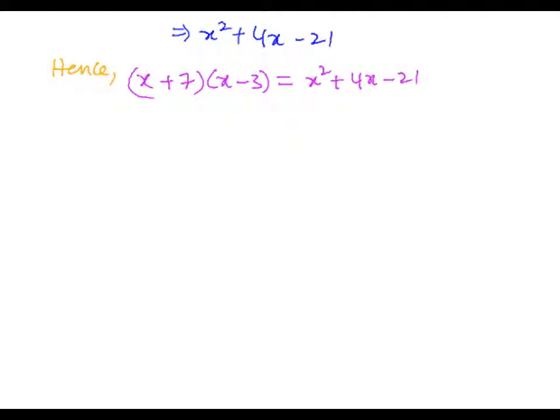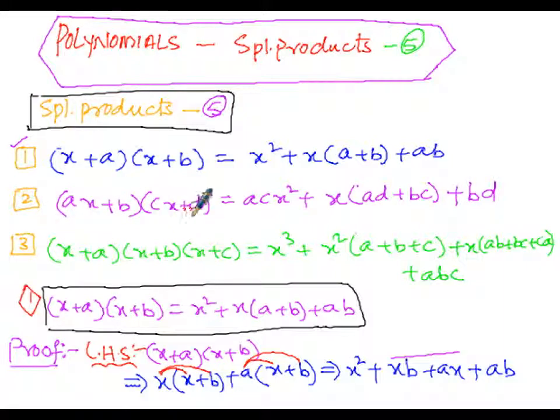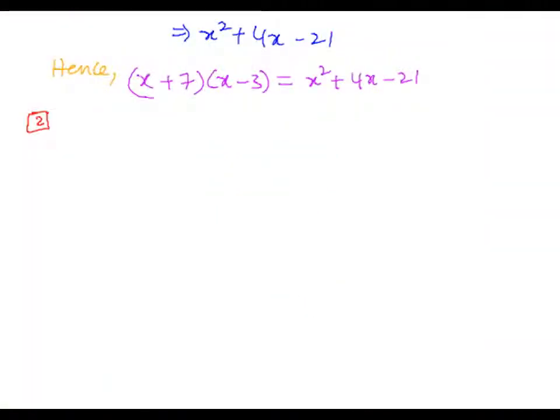Then let us go for the second one. The second special product that is to be proved is ax plus b into cx plus d equals ac x square plus x into ad plus bc, plus bd.